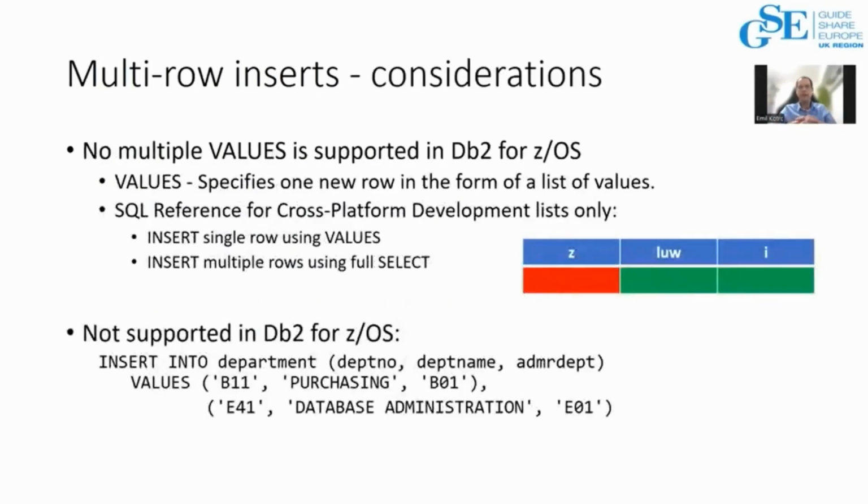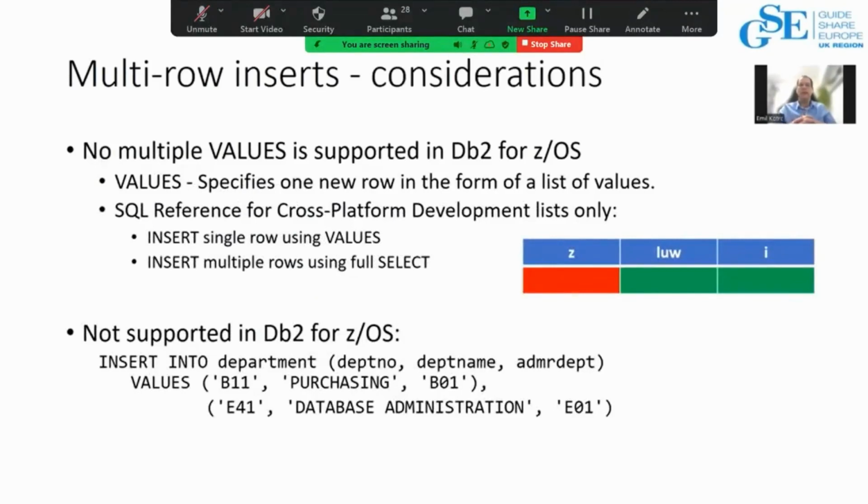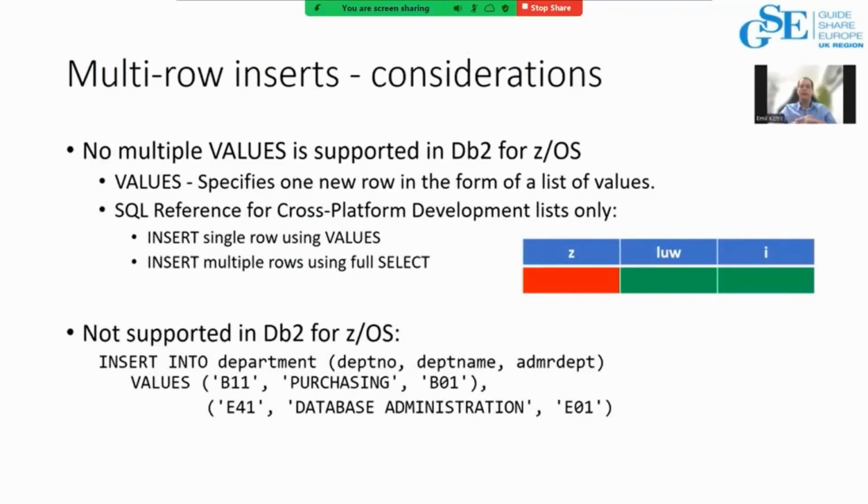Now, there is one more thing before we start, and that's what you have seen on my prior slide. The first example was using these VALUES, right? But Db2 for z/OS unfortunately doesn't support multiple values. If you take a look at the example at the bottom of this slide, I have INSERT INTO some table VALUES, and I have two rows that I want to insert. This is available on Db2 LUW, even on Db2 for i, but this is not available on Db2 for z/OS.